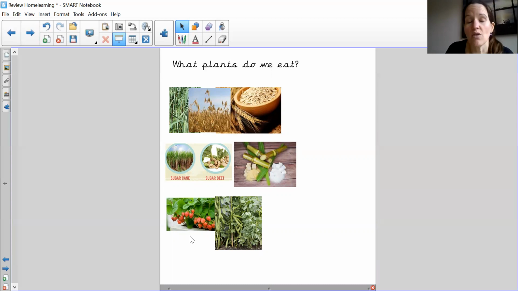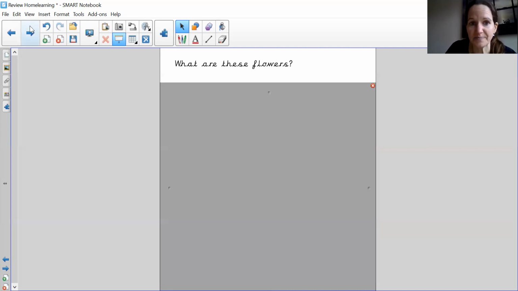And I know that on Tapestry, a lot of you showed pictures of bread, because bread comes from a plant. What plant does bread come from? Well done if you said wheat. Yeah, so bread, you get the wheat, you have to grind it up to make flour, and flour is from wheat, so it's a plant. So there's lots and lots of food that we eat out there that are plants.